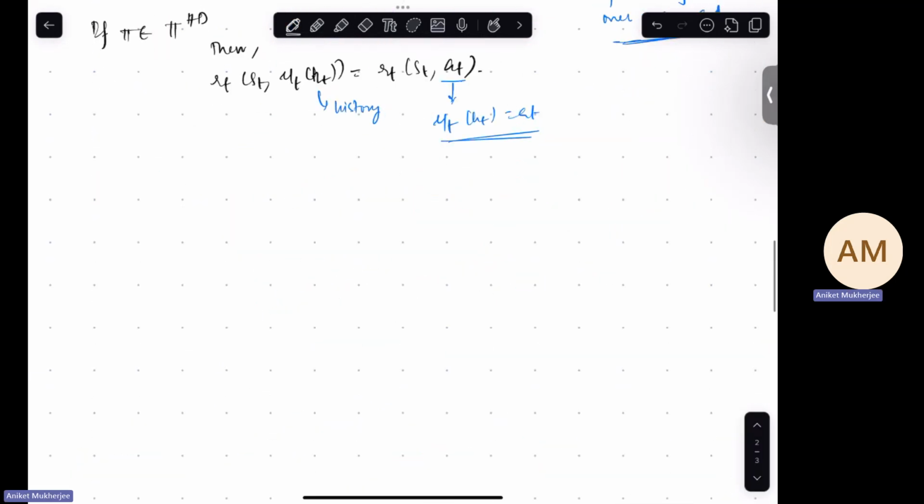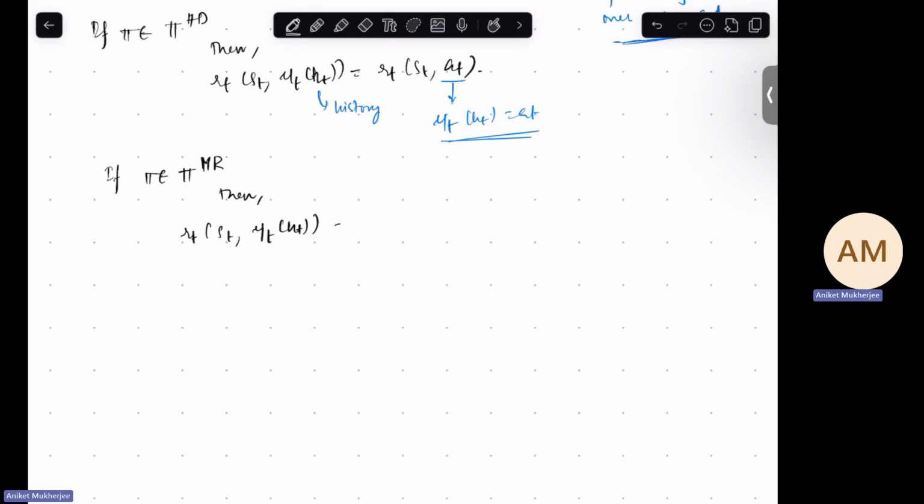Okay. But if your policy belongs to Pi HR, randomized history dependent policies, then you have R t of S t, mu t of H t equal to the summation over a belonging to A of R t of S t, a times q mu t of a given H t.